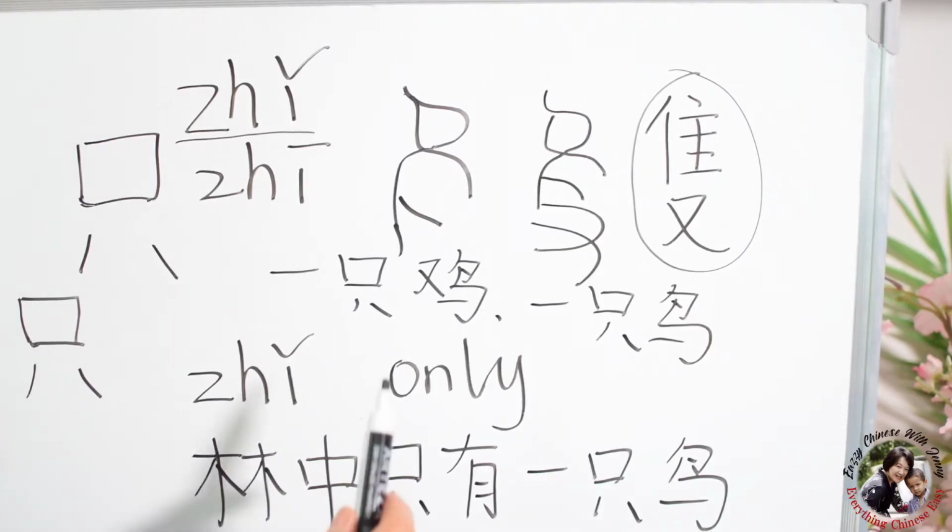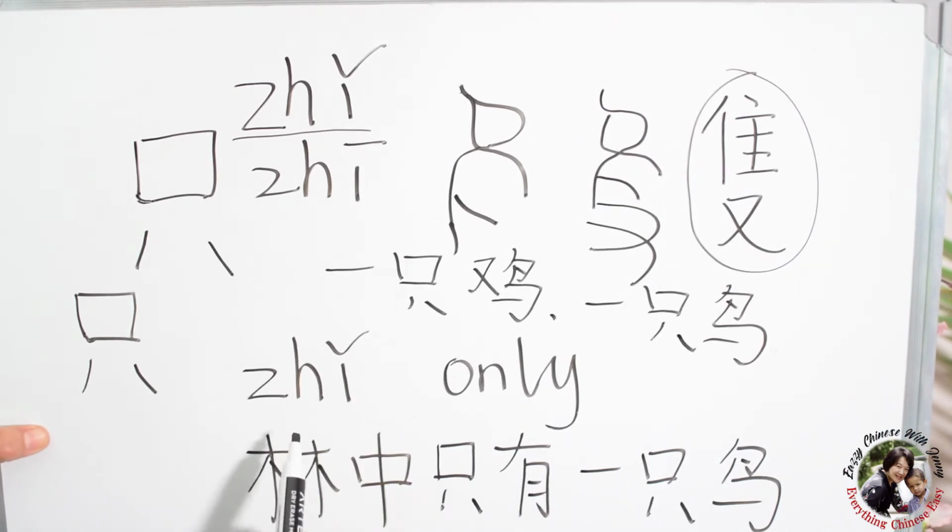So when you say 只 means only, and you can form a sentence, 林中只有一只鸟. It means 林, remember we have learned the woods or forest. 中 means center or inside. Means inside the woods there is only one bird, 一只鸟.